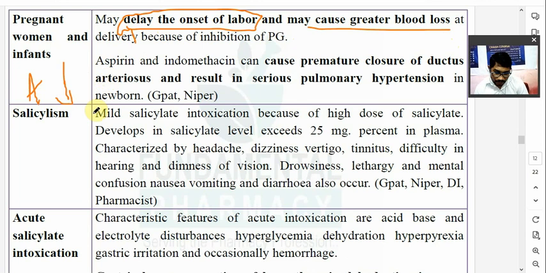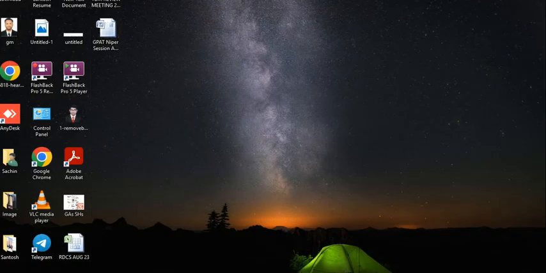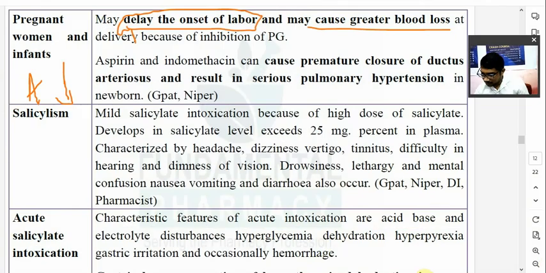Again, aspirin is also, क्या बोलते हैं उसको, it is also teratogenic in nature. आप बोलेंगे सब कैसे? Aspirin is also teratogenic in nature. So aspirin क्या करता है? Aspirin and indomethacin, they are teratogenic in nature. Teratogenicity. So they can cause premature closure of ductus.